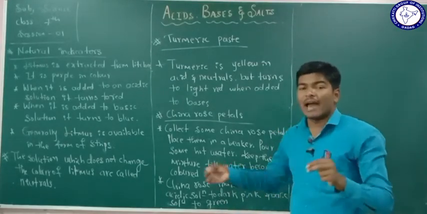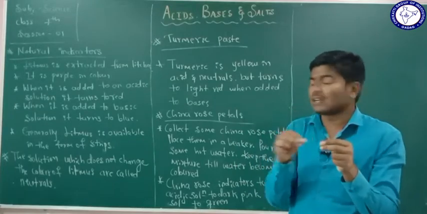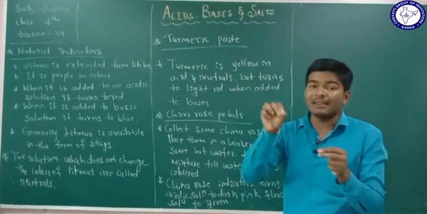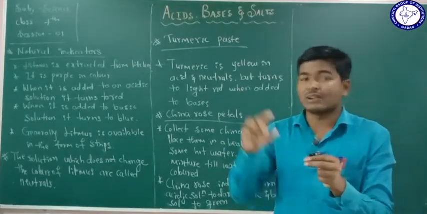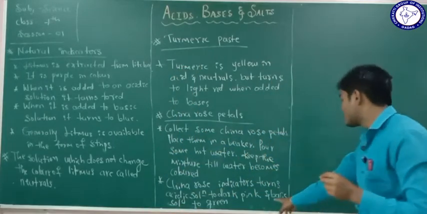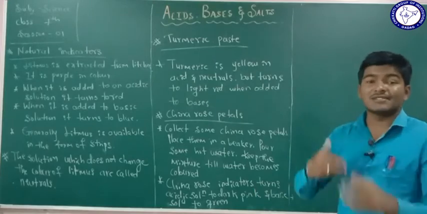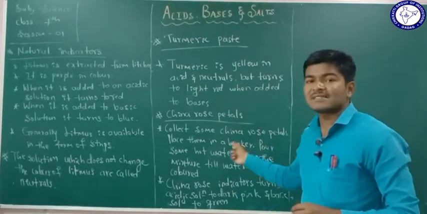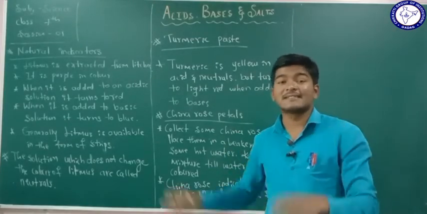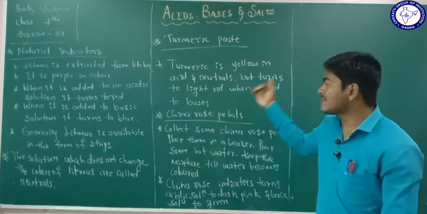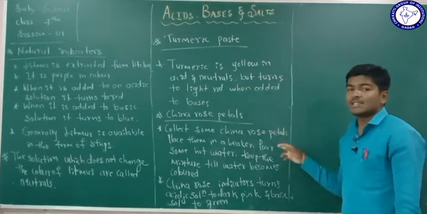When you add a China rose petal solution or indicator to a basic solution, the color of the solution turns black green. So if the color of the solution turns black green, it confirms that the given solution contains bases. So that is the characteristic of the China rose petal.